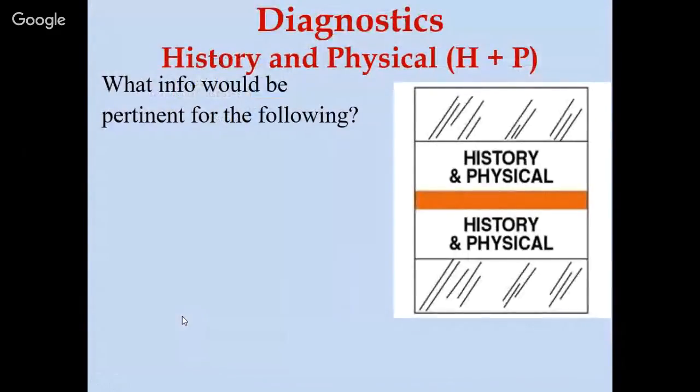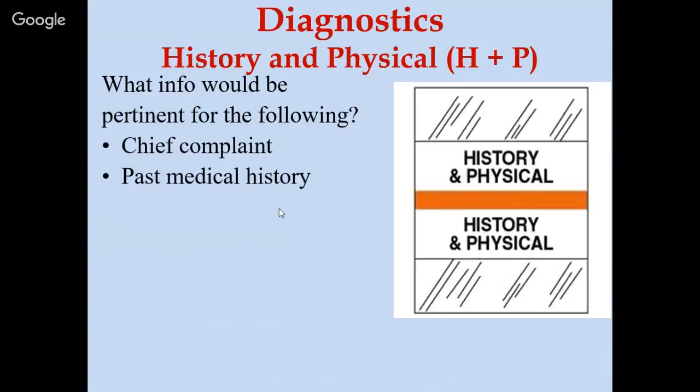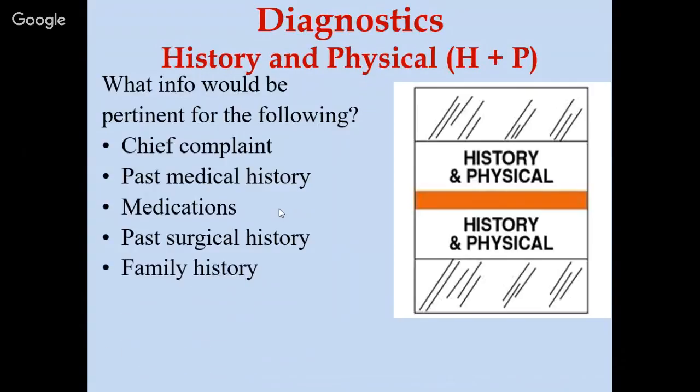So diagnostic history and physical, H&P. What information would be pertinent for the following? Chief complaint, past medical history, medications, past surgical history, family history, social history.